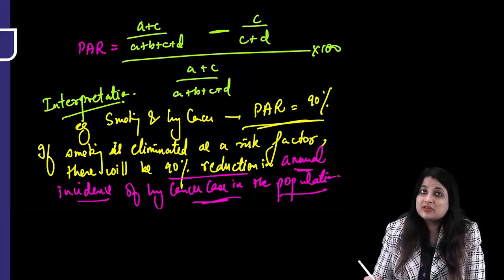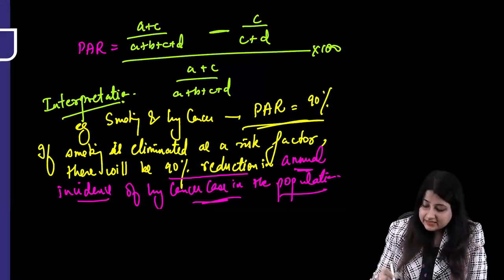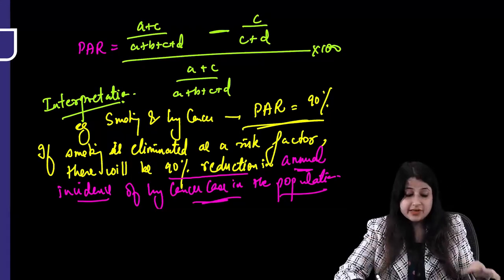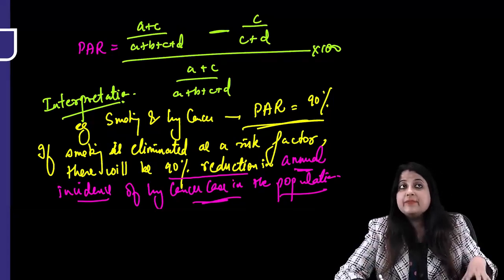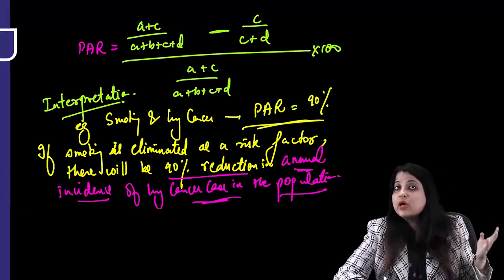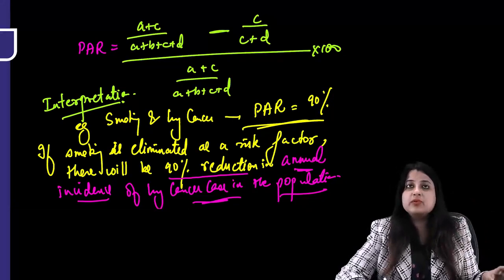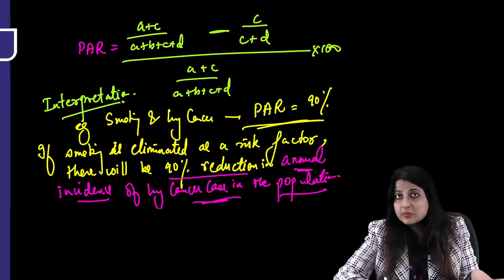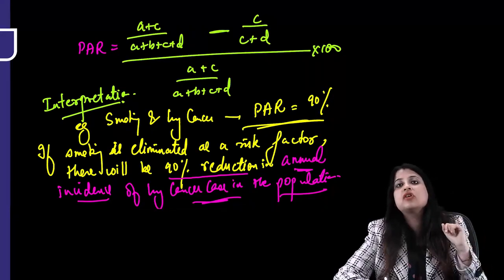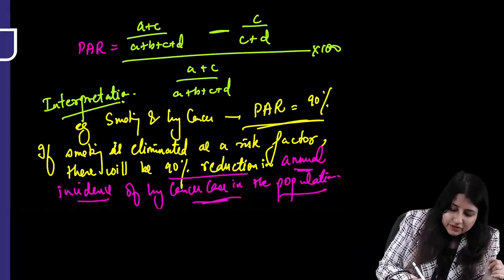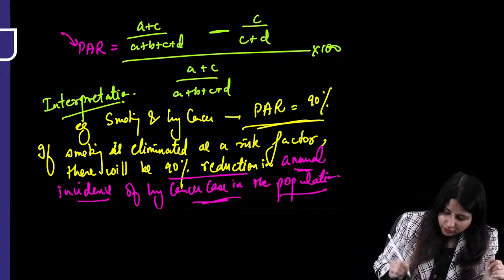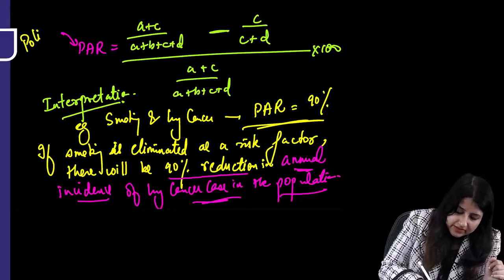cases in the population. So, the question that arises, if 90% reduction will be there in the rate at which cancer cases were happening in 1 year in the entire population, should we launch a smoking cessation activity? Of course, we should. So, population attributable risk is of importance to whom? This is of importance to policy makers.